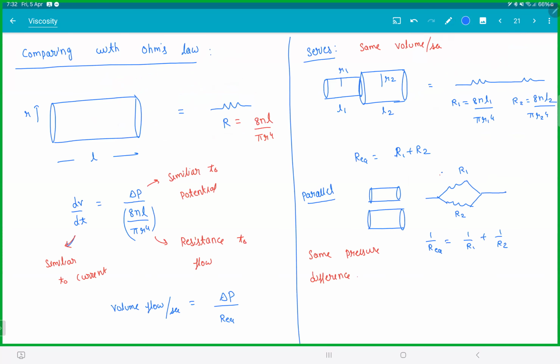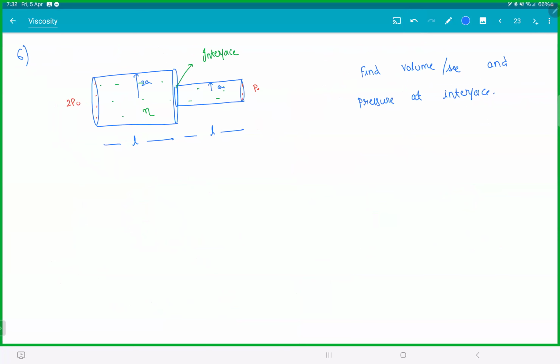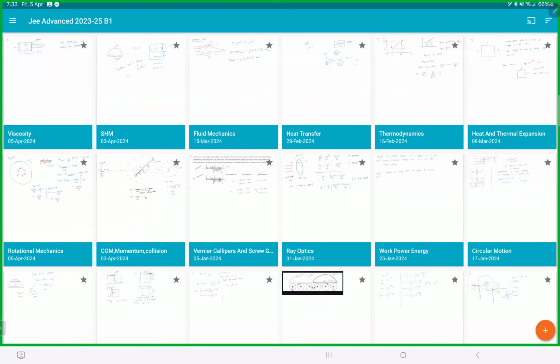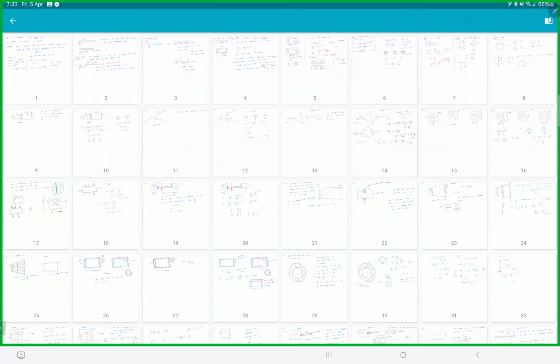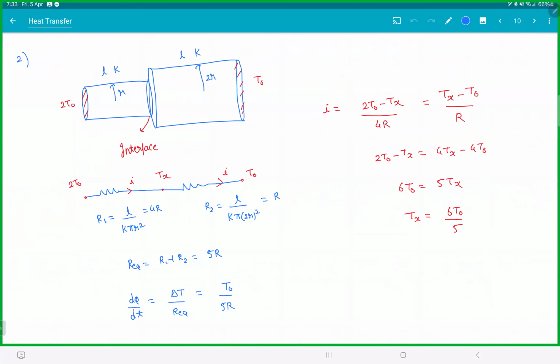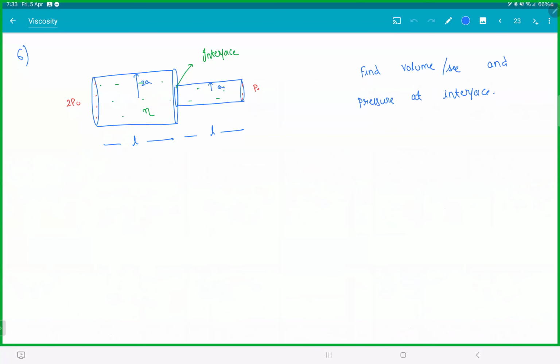Remember what is the resistance? 8 eta L by pi r power 4. This is the resistance to the volume flow. Try this. In case you have not revised the notes, you will find it that way. But if you see the notes, this was the first question actually. Second one, same thing. Heat flow per second, there is volume flow per second. Temperature difference, pressure difference. Get this, easy one.